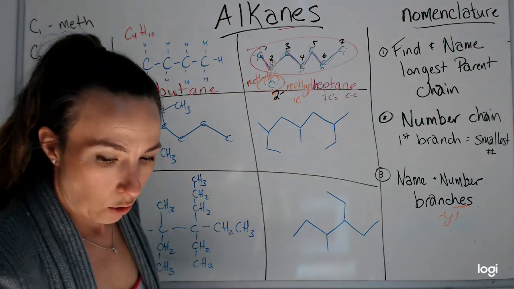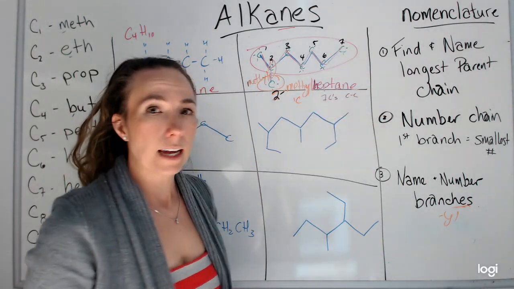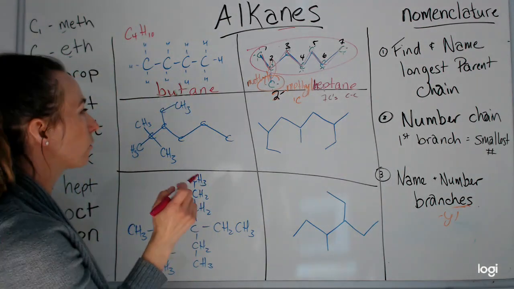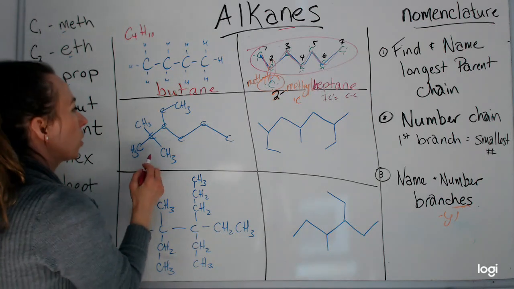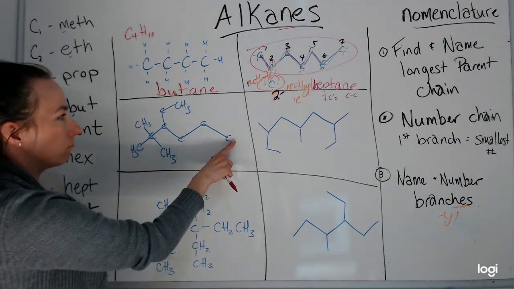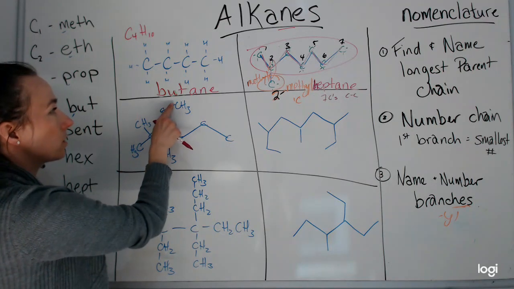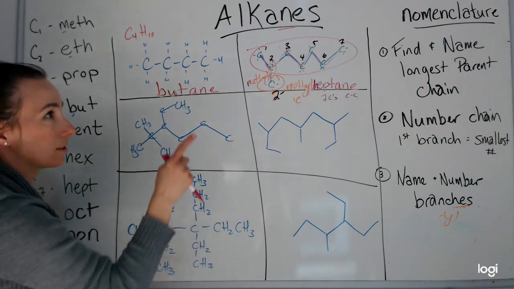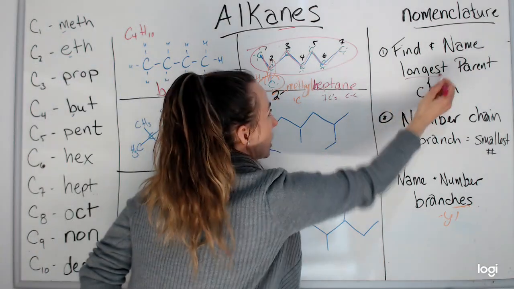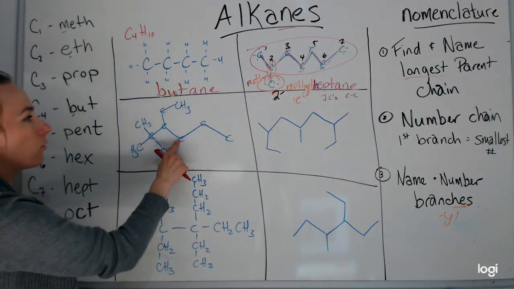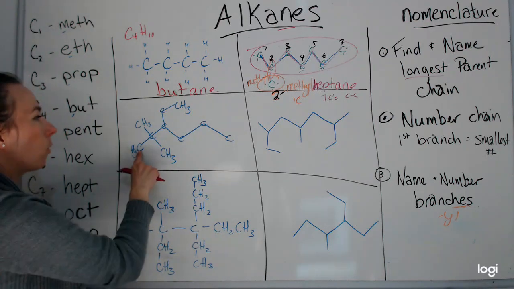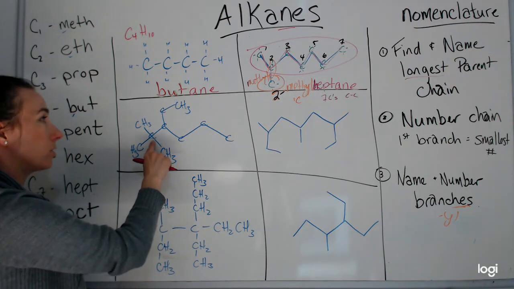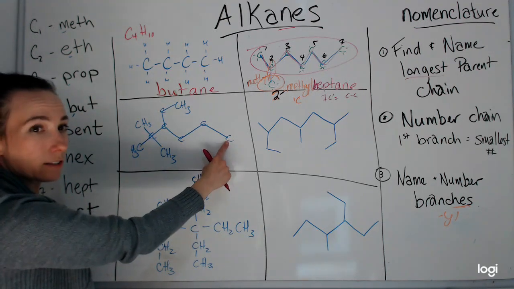Okay, so my first job is to find and name my longest parent chain. So I'm going to use my pink for my longest parent chain again. And I'm going to go, okay, I could go this way. I could go this way for my parent chain. So I'm going to count to see which way is longer, because it says longest parent chain, right? Longest. Okay, so 1, 2, 3, 4, 5, 6. Or 1, 2, 3, 4, 5. Or even 1, 2, 3, 4, 5, 6. Oh, so that's still okay too.